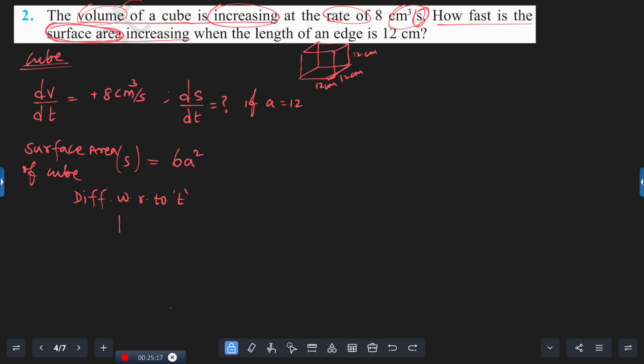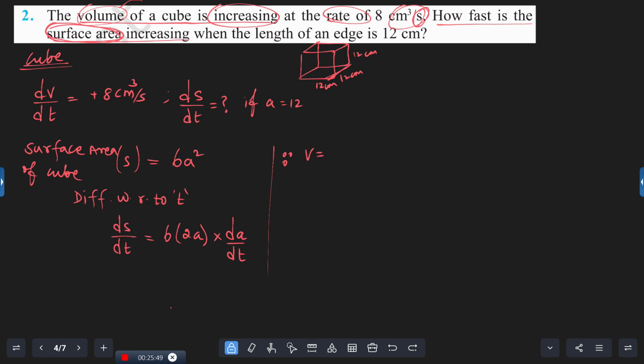Now differentiate. dS/dt is equal to 6a squared; when you differentiate, 2 times a times dA/dt. There is a problem: we don't have dA/dt. But with the help of volume, we can find dA/dt. So I am taking it in a side calculation itself, first the volume.